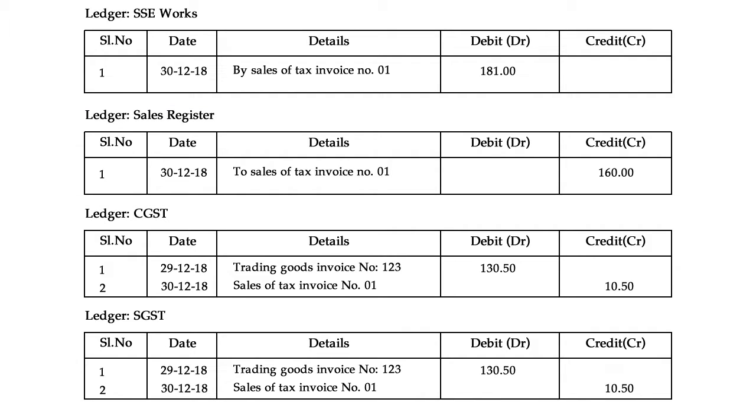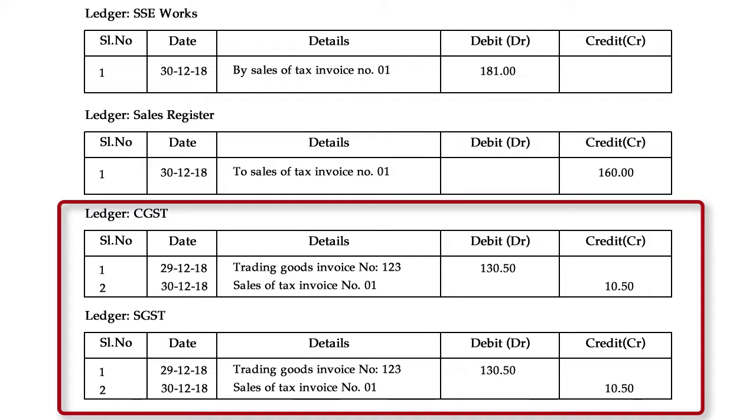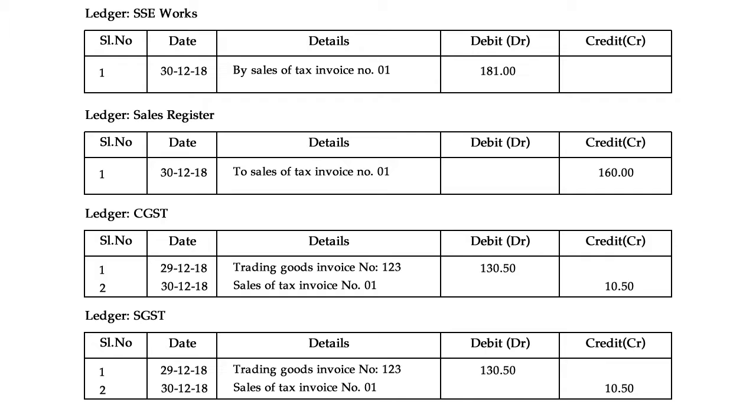The CGST and SGST are the two taxes which are applicable in an equal percentage. So CGST is credited by 10 rupees 50 paisa and SGST is also credited by 10 rupees 50 paisa. One thing you can observe here is that the total debit entry and the sum of all the credit entries remain the same. So this is how a sale is registered in a ledger.